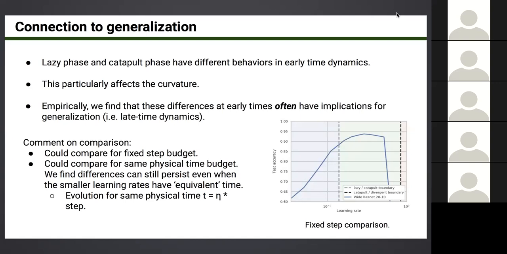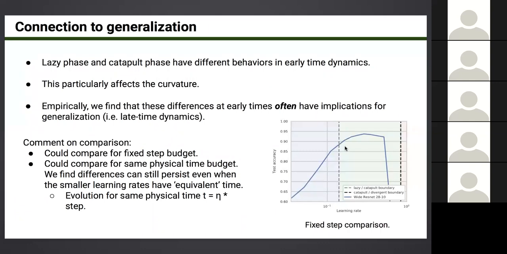For the plots that I want to show between performance of lazy and catapult phases, I want to make a side remark, which is that in previous literature that compares small and large learning rates, it's often done for a fixed step budget. And so this plot on the right here is for a fixed step budget. You see that in the green regime, which is the catapult phase, you get better performance. But you could ask two different questions. One is, do larger learning rates perform better just because they train faster? If you gave a smaller learning rate model enough time to catch up, would it do as well as the larger learning rate model?